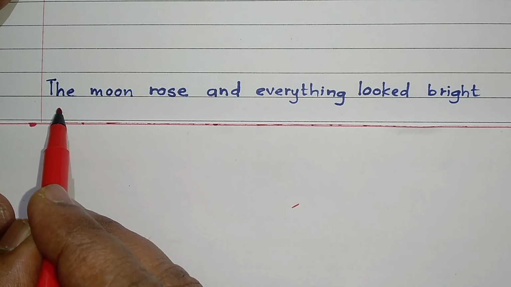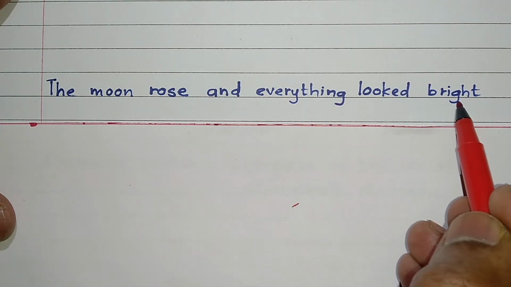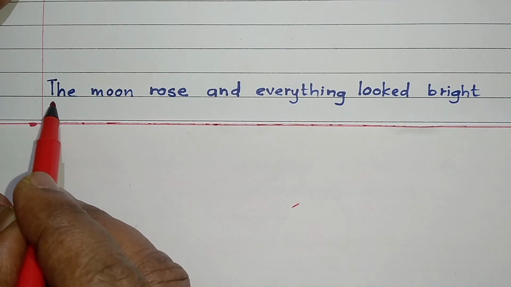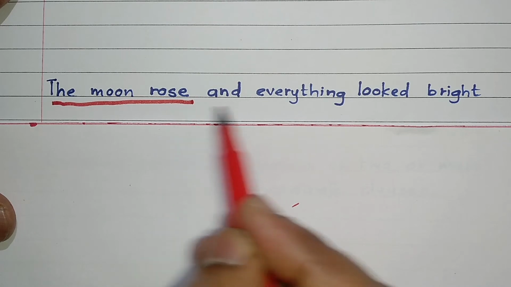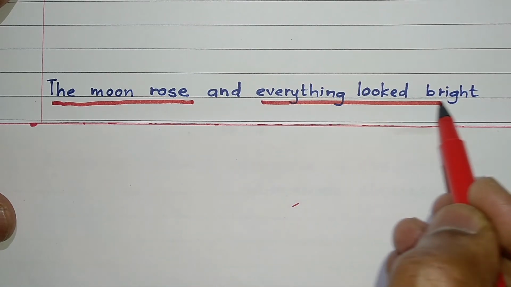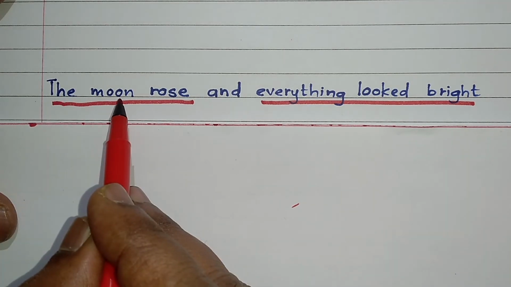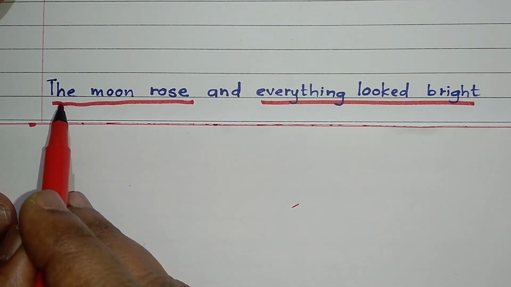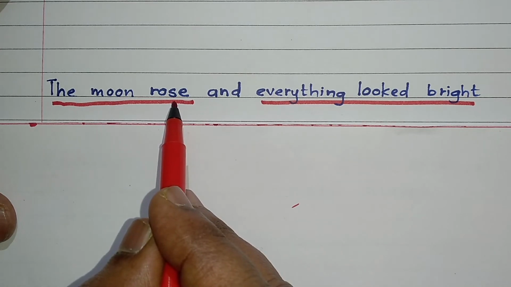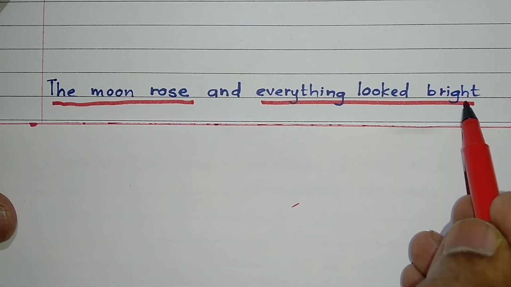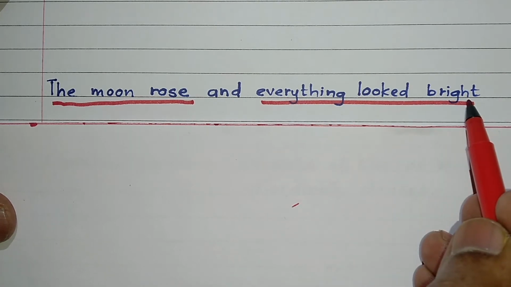Now see this example. The moon rose and everything looked bright. Here, the moon rose is one clause. Everything looked bright is another clause. The moon rose. Here in this clause, the moon is the subject, rose is the predicate. Everything looked bright. Here everything is the subject, looked bright is the predicate.